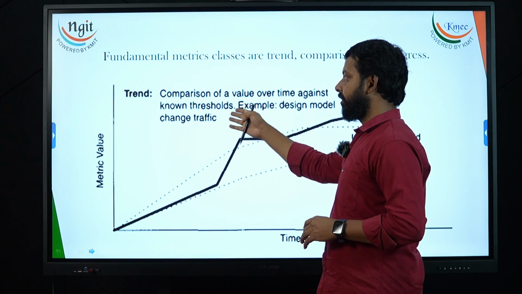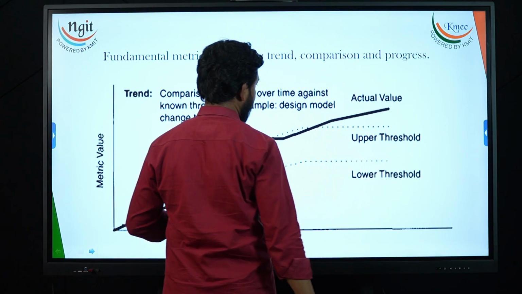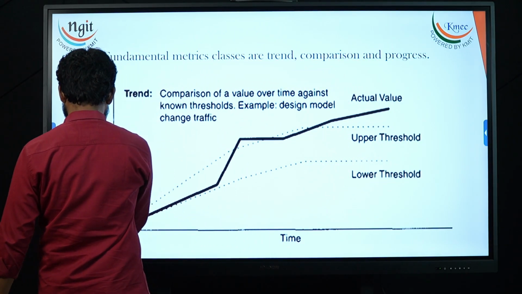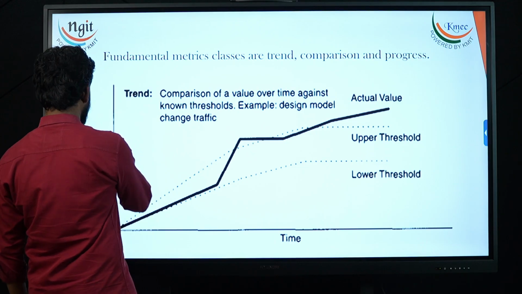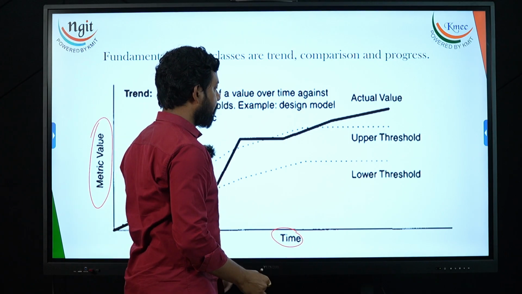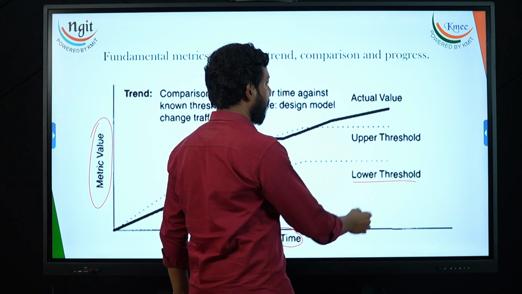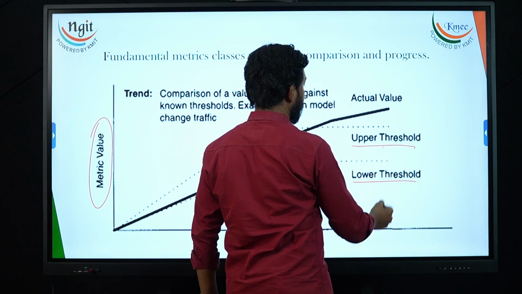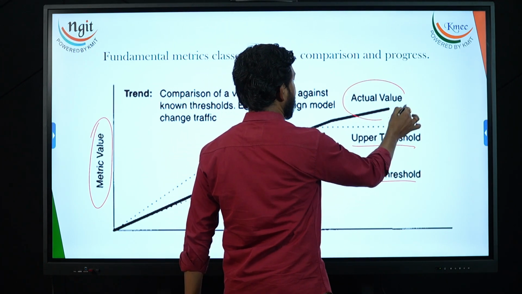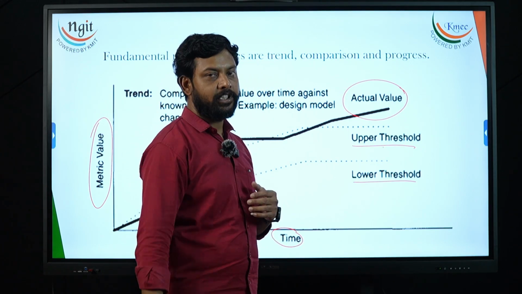Whenever I'm going with your design model, what the change traffic could be is given here. So already a threshold value is fixed for your project development in this example. I'm going to compare your metric with time. So here an initial lower threshold value is already fixed and an upper threshold value is already fixed. The actual value is nothing but the value you get after you include some new features into your project.